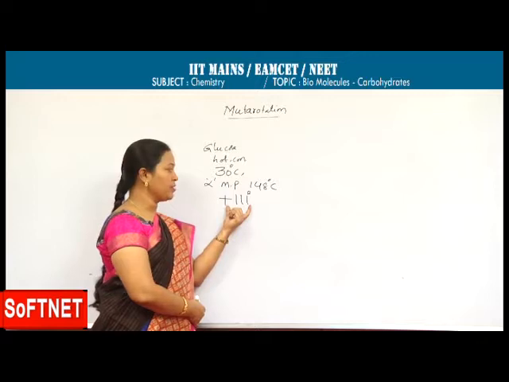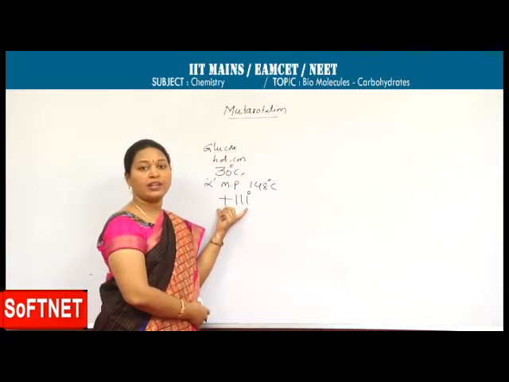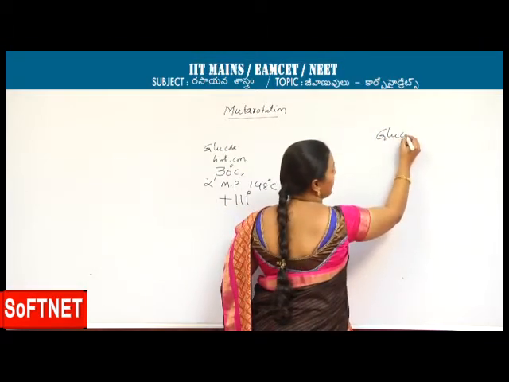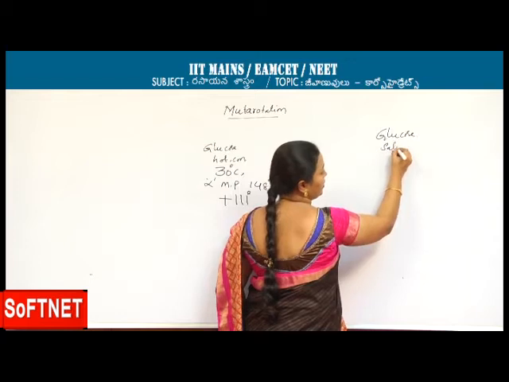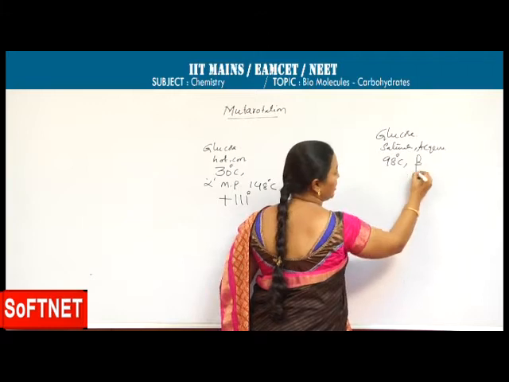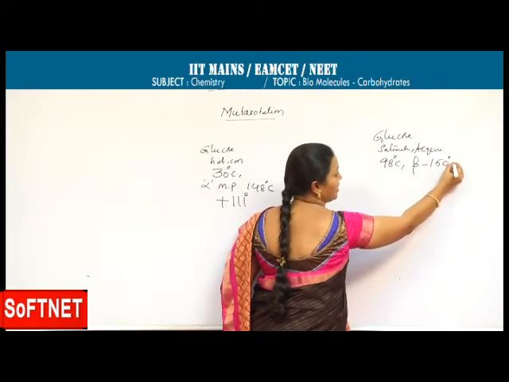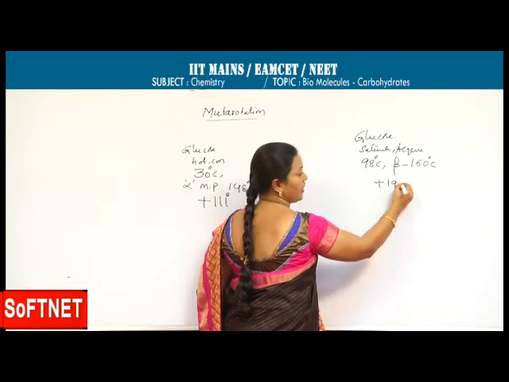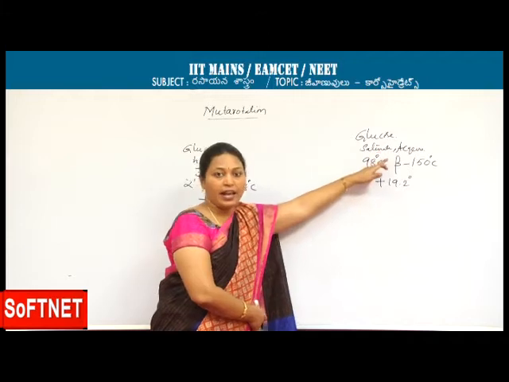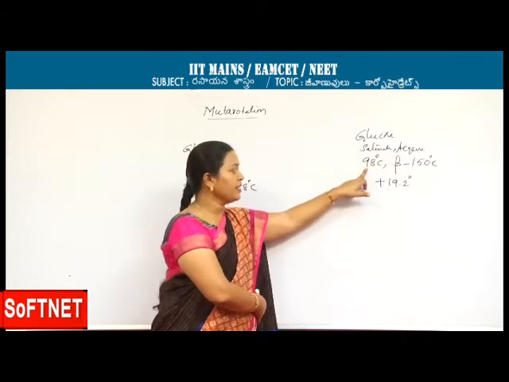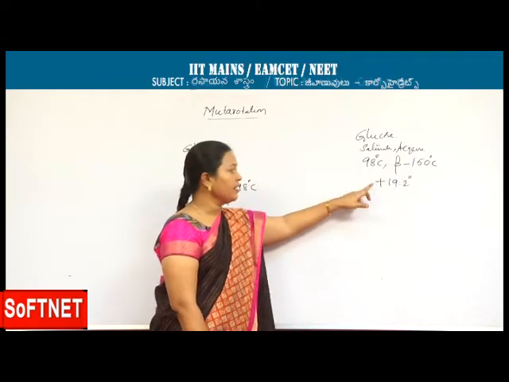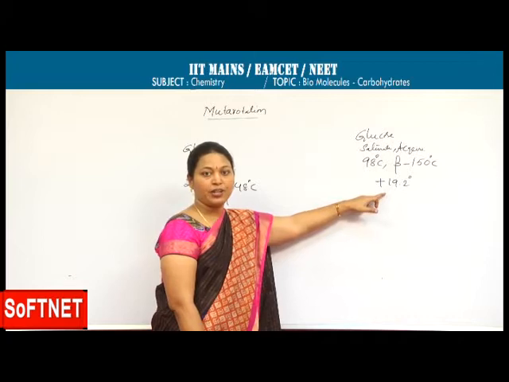Plus specific rotation means it has the capacity to rotate monochromatic light towards the right side. If the glucose is crystallized from saturated aqueous solution at 98 degrees centigrade, we get the beta form whose melting point is 150 degrees centigrade and showing the specific rotation 19.2 degrees.